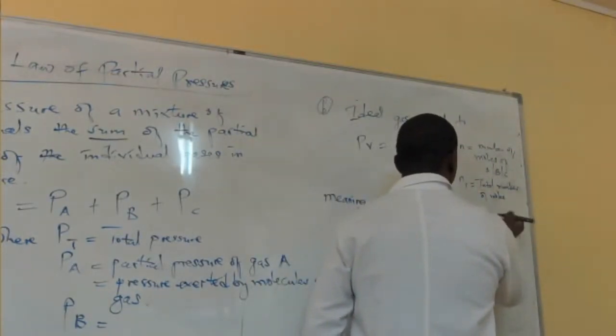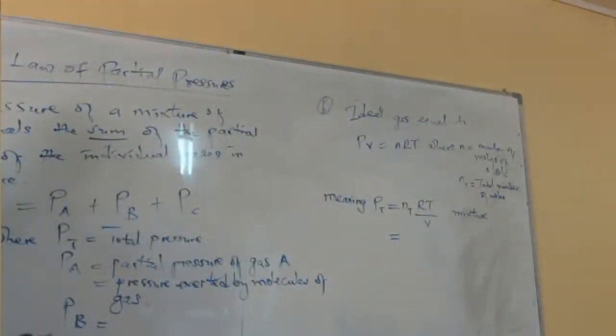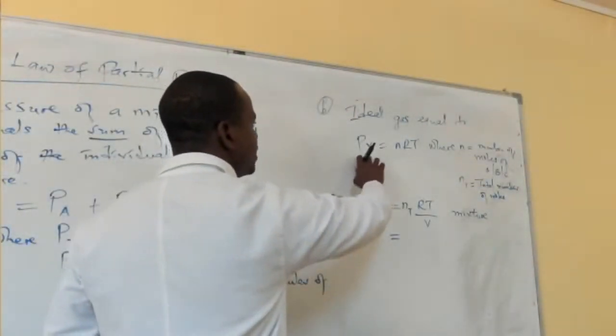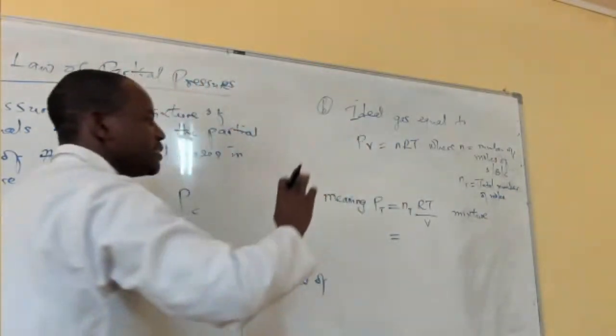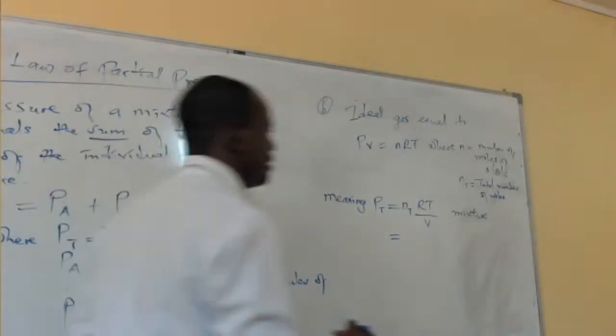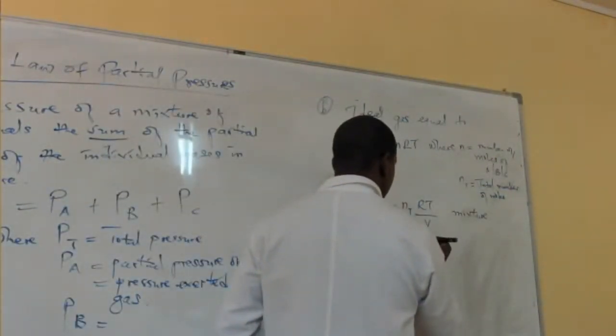Now we sum up the partial pressures, and this is the total pressure, assuming the gases are ideal. This means that the pressure PT here represents the total pressure of the mixture.